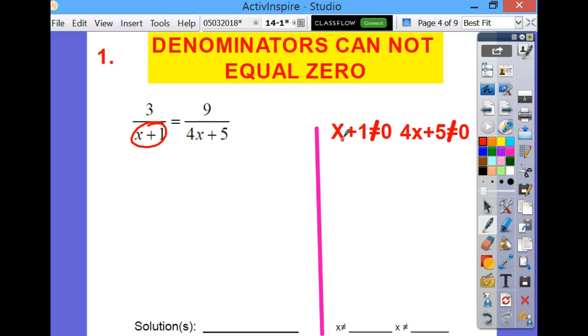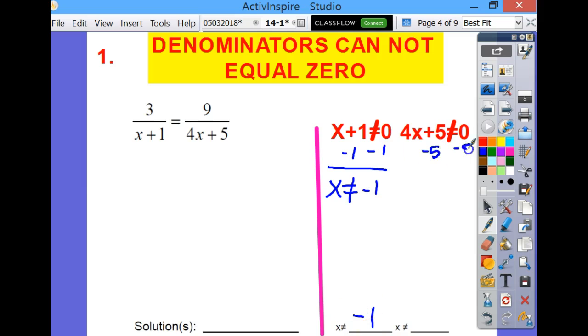Every single one of our problems, we're going to divide it into two parts: what x can be equal to and what x cannot be equal to. This denominator cannot be equal to 0, so we're going to write that down over here on the side. And the first thing we're going to do is find out what x cannot be equal to.